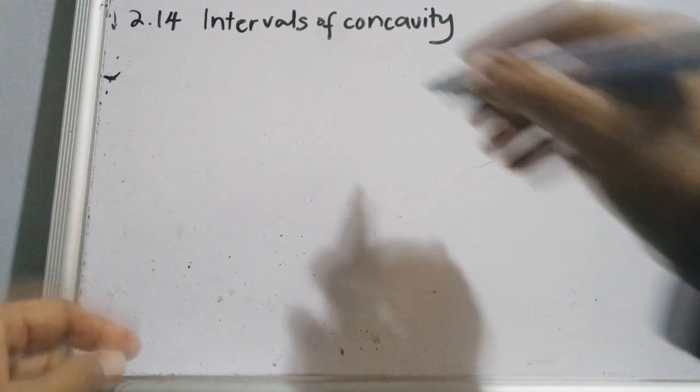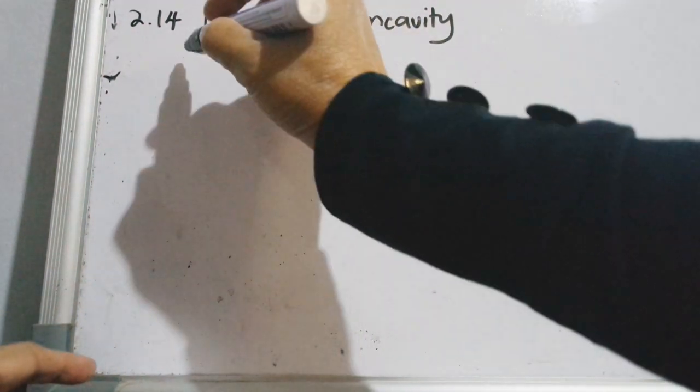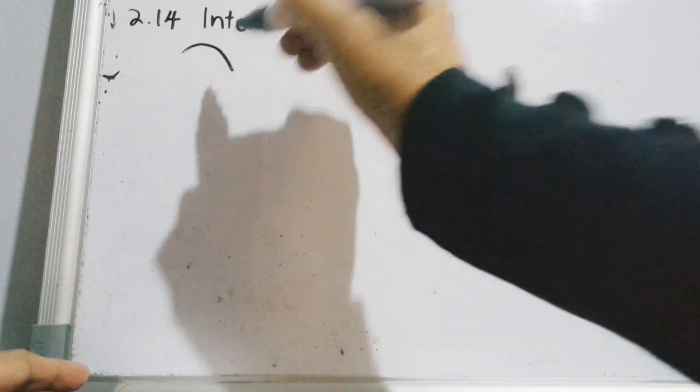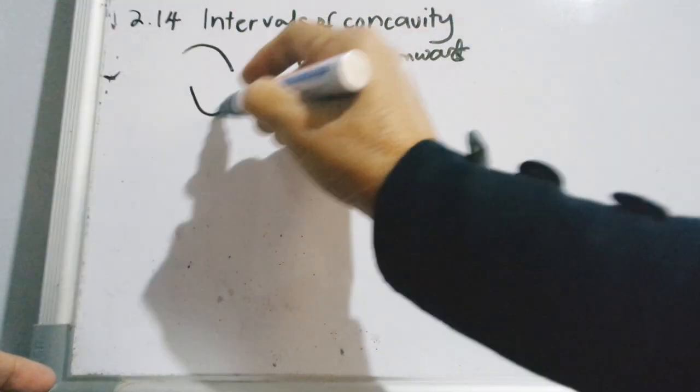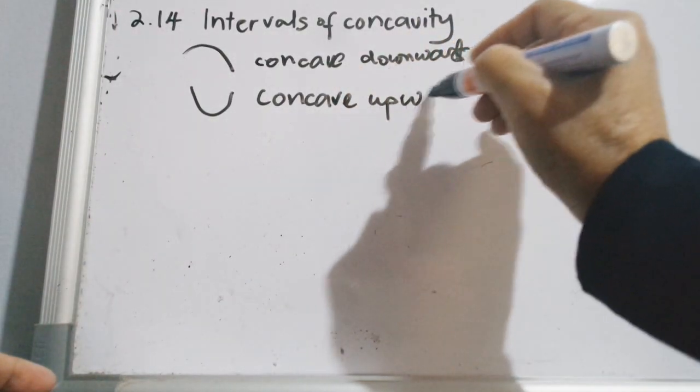Today we will continue with section 2.14, which is intervals of concavity. So let us understand what concavity means. If the graph goes like this, this means it is concave downwards. If it's like this, this is concave upwards.